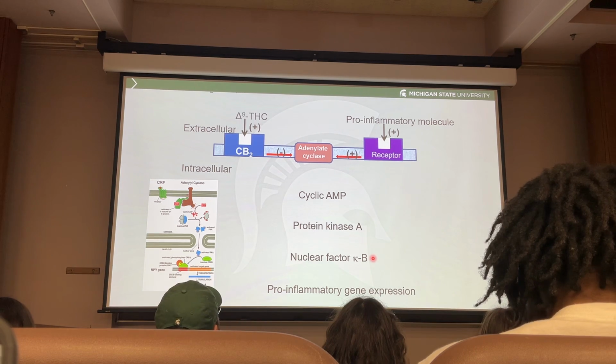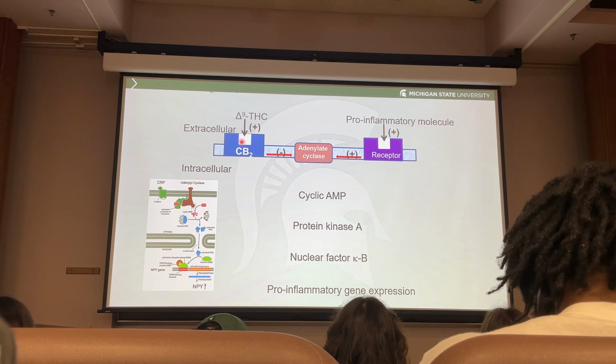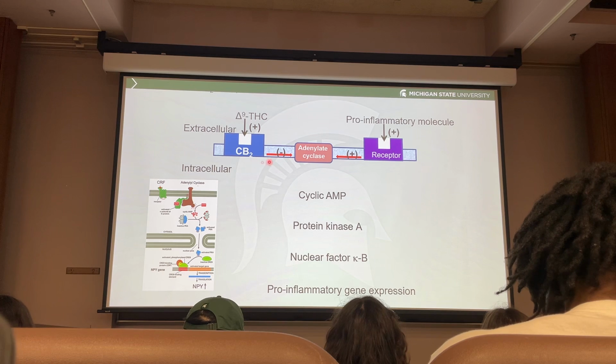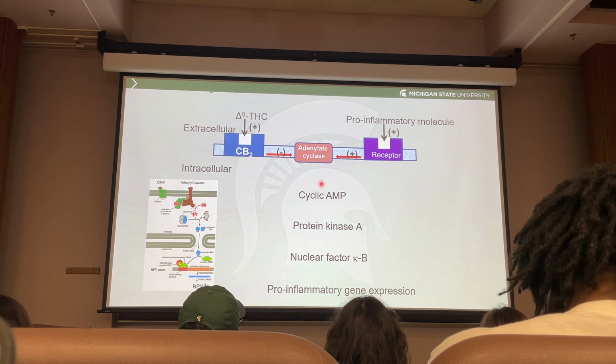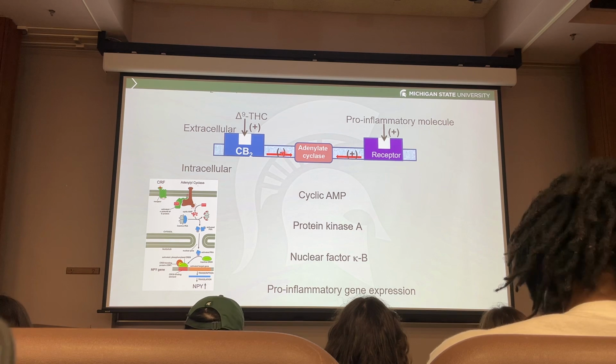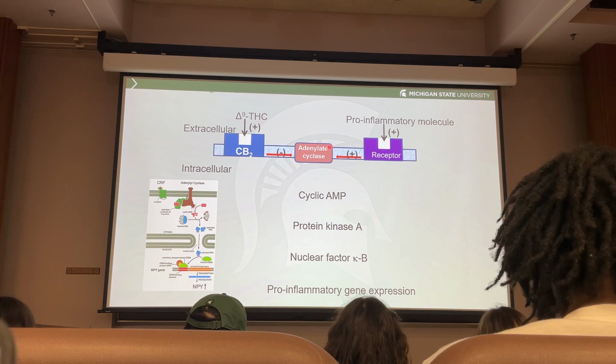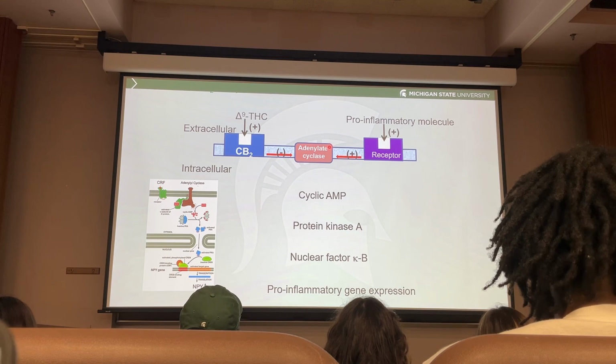With activation of CB2, however, since it is coupled to G-alpha I, that will inhibit adenylate cyclase. So all of this gets shut down. And it can even tamp down the response of normal pro-inflammatory molecules binding to their target receptor, okay?